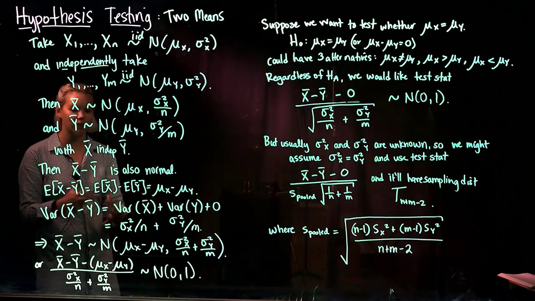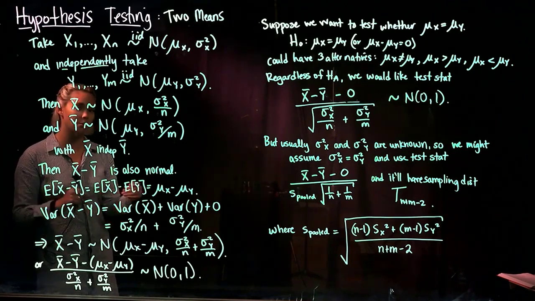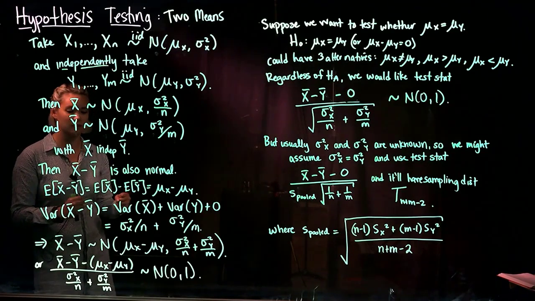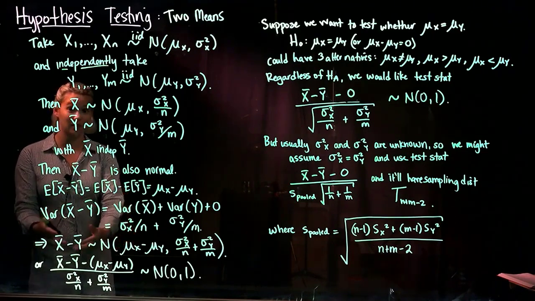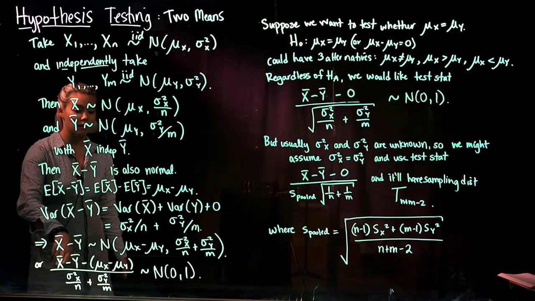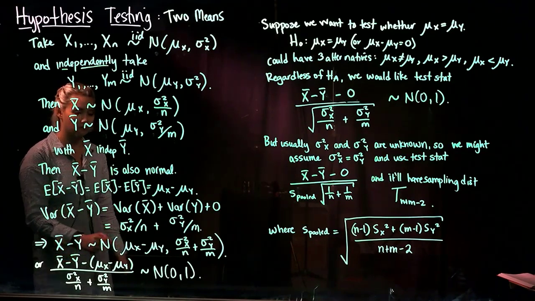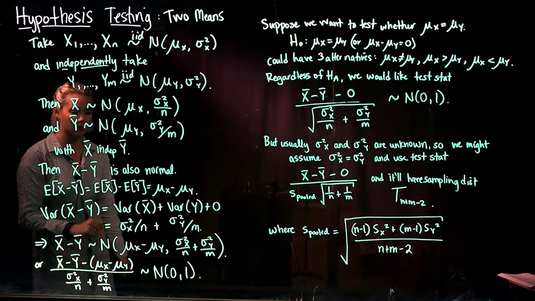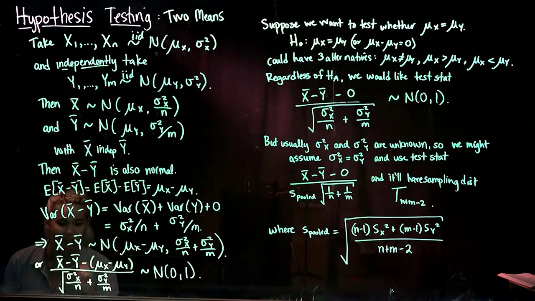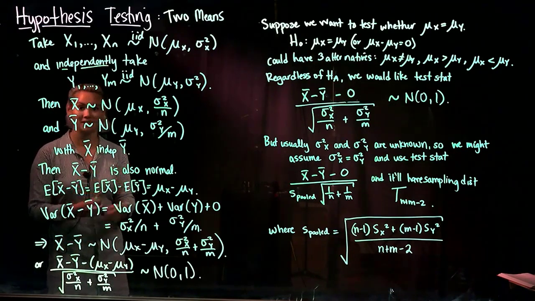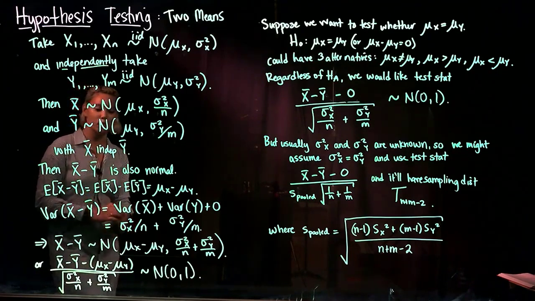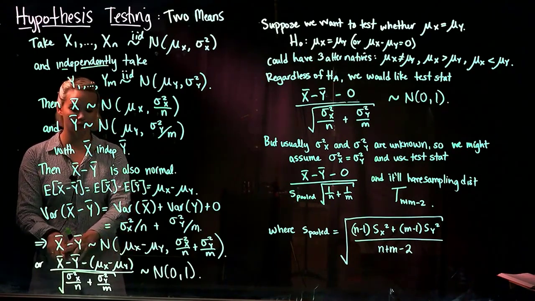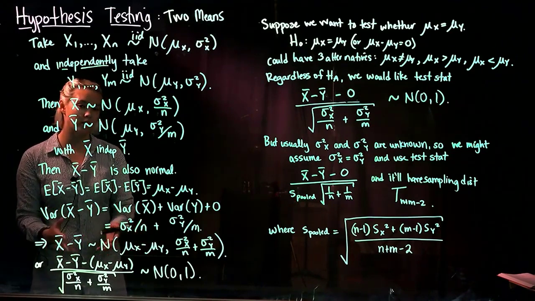So putting this all together, we know that x bar minus y bar is normally distributed. It has mean mu x minus mu y, and its variance is sigma squared x over n plus sigma squared y over m. All right, and of course, if we wanted to standardize this, we could do x bar minus y bar minus its mean divided by the square root of its variance. And that would give us a standard normal distribution. So we have a sampling distribution for x bar minus y bar.